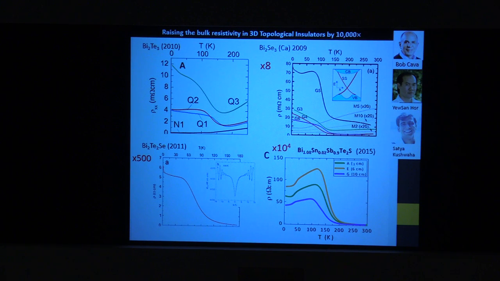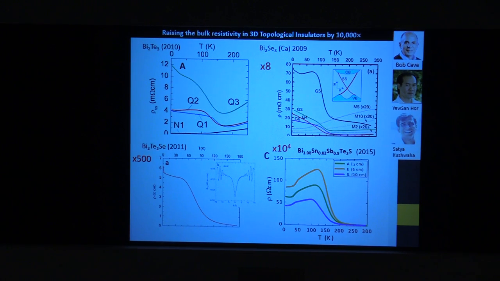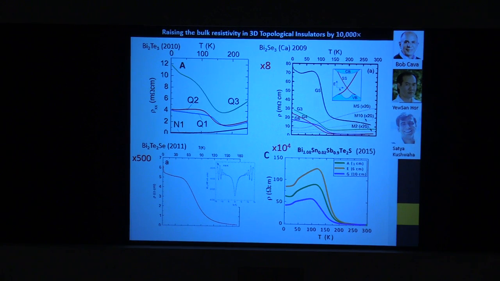Okay, so in the very early days, we worked with bismuth tellurite. This happens to be one of the first materials where you could tease out this very tiny quantum oscillation signal. And that took a lot of hard work. But anyway, you could see it. But look at the bulk resistivity at the lowest temperature.